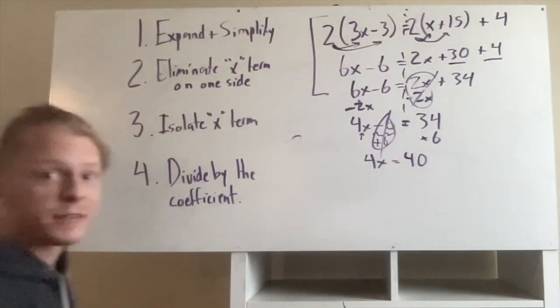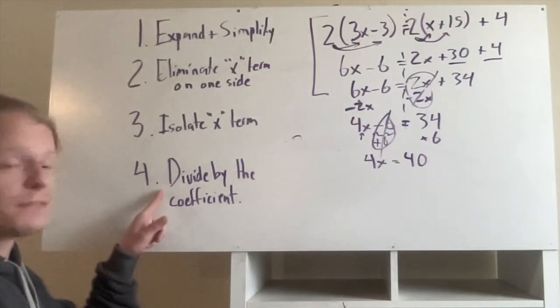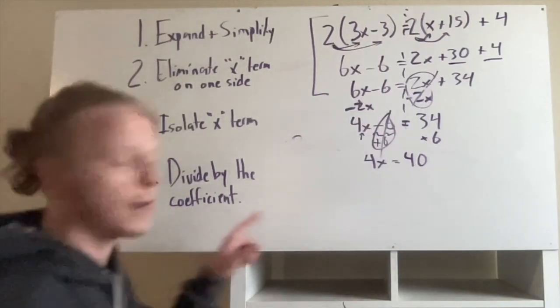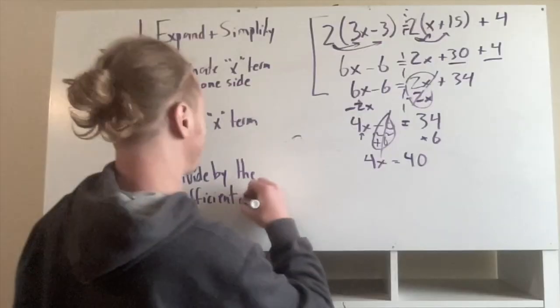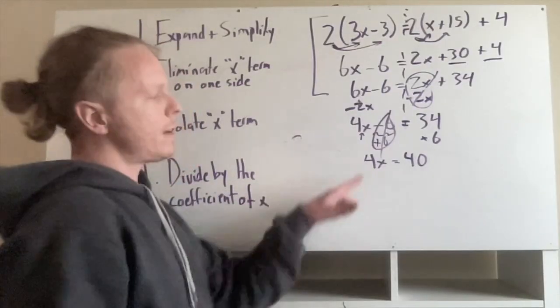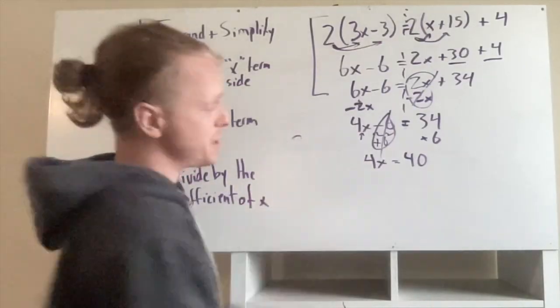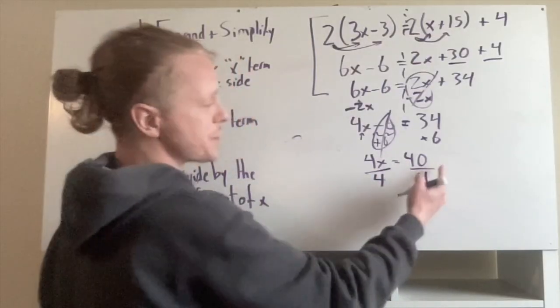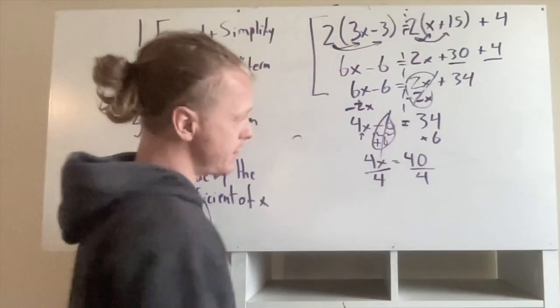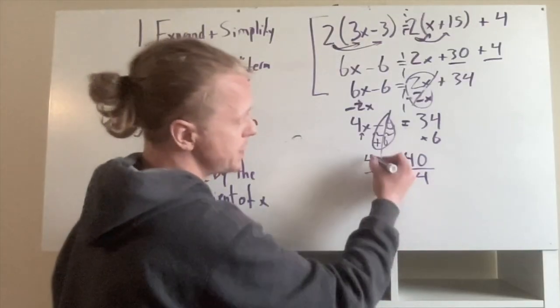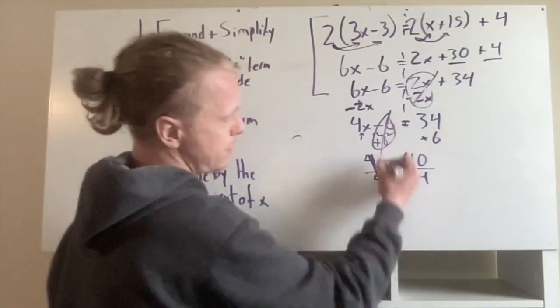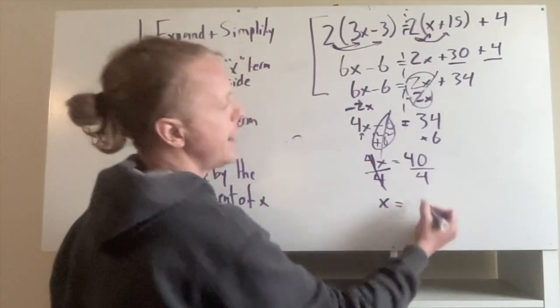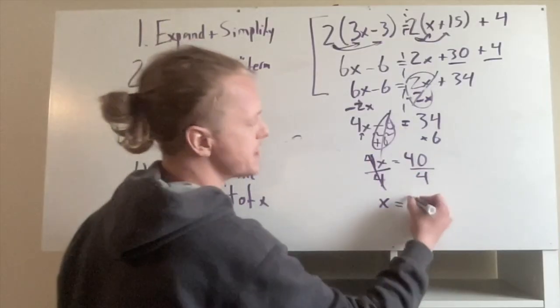Okay? And then that will take us to our last step. Divide by the coefficient, right? The coefficient of x, okay? 4 is the coefficient of x here. So we divide by 4 on both sides. Remember, this fraction bar also represents division. 4 divided by 4 is 1x. So just x is left over. And 40 divided by 4 is 10.